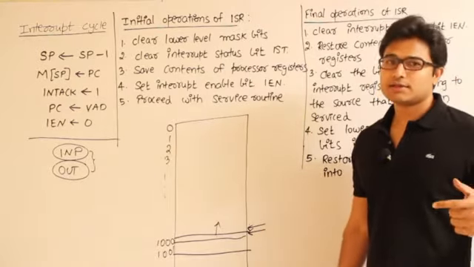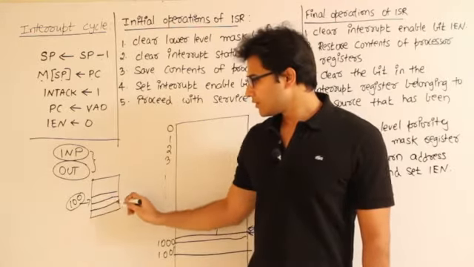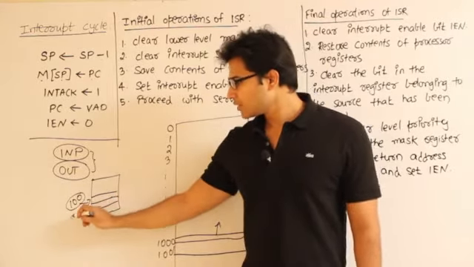What will the program counter contain? See, somewhere you are in the program. Let's say you are currently executing the program, and the instruction that you are executing is at address number 100. When you have just finished the execution of this instruction, obviously the program counter will contain the address 101, isn't it?